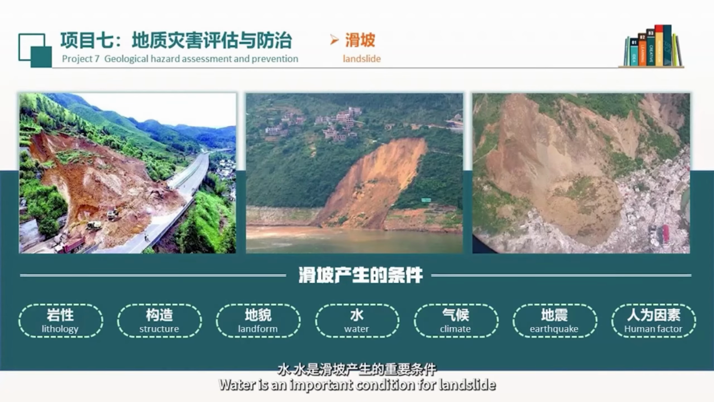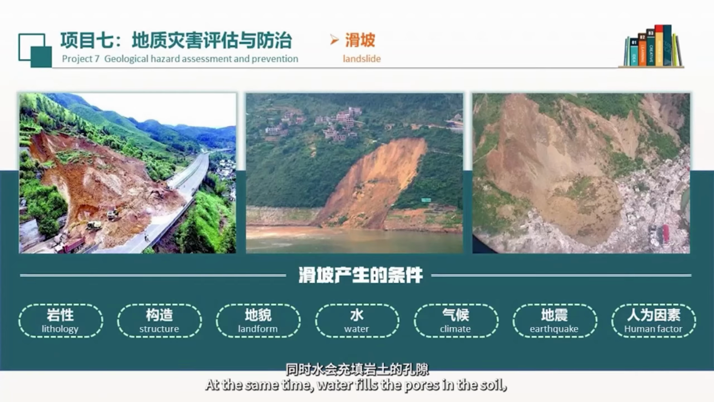Water is an important condition for landslides. The vast majority of landslides occur along weak surfaces of groundwater-filled rock masses. When water seeps into the pores of the rock mass, aquifers are formed in cracks. It can reduce the cohesion value of rock and soil mass, and even soften it, swell and slake, reduce shear strength, and reduce the resistance to sliding.